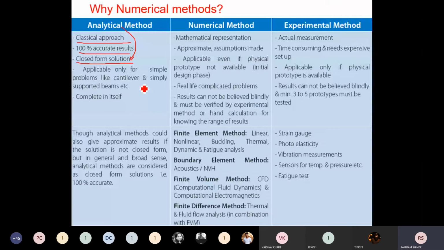Okay, but our real life problems are not the same as these problems. In real life problems, we want to find the deformation of the crankshaft. We cannot use the theory of the cantilever. We cannot use the theory of the simply supported beam, because the geometry of the crankshaft is very complicated.